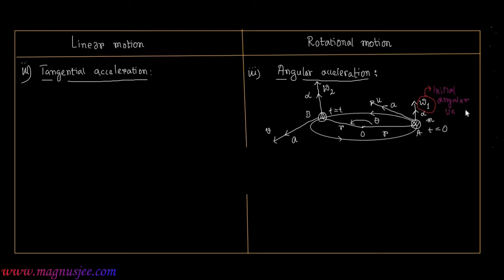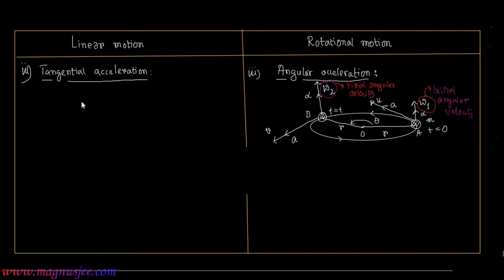And here omega 1 is the initial angular velocity, and omega 2 is the final angular velocity of the body at the point B at instant t equal t second.